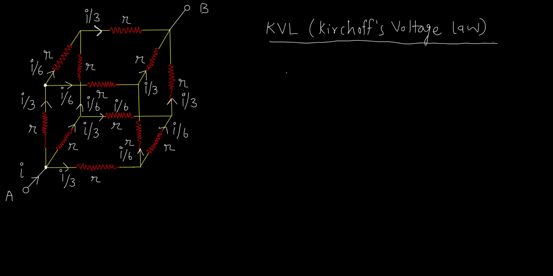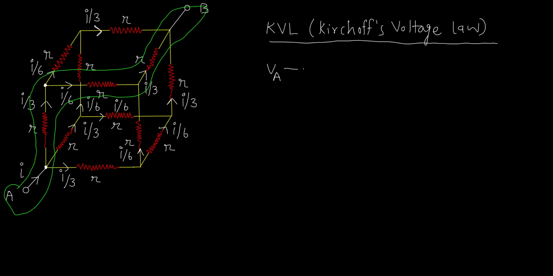So suppose we start from point A and the potential at point A is VA. Then you can choose any path from A to B. So let's say we choose this path, and let's start moving from point A. The potential at point A is VA, and then we are moving in the direction of current, so the potential will drop. And how much potential drop will take place? I into R, using Ohm's law.